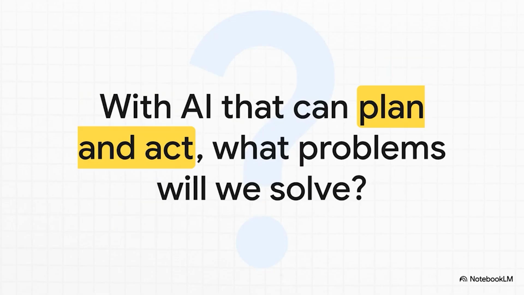Which brings us to a final thought. We're really moving from an era where we had to tell an AI every single little step to a new era where we can give it a complex goal, a set of tools, and it can figure out its own path. So the real question isn't just what AI can do anymore. It's with this new power to plan and to act, what really hard problems are we finally going to be able to solve?